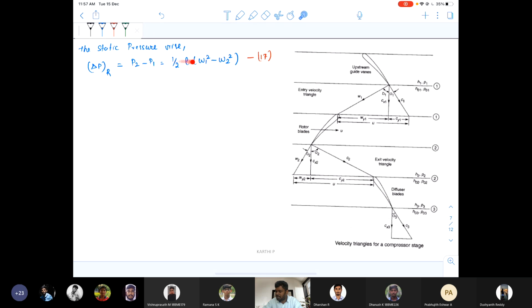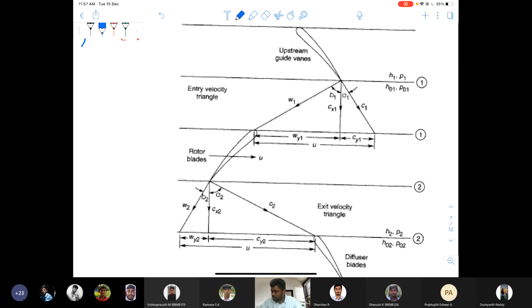Okay, this we have written from Bernoulli's equation, that is, the static pressure rise in the rotor will be equal to P2 minus P1, which is equal to 1 by 2 rho times W1 square minus W2 square. Now, from the velocity triangle, you can see this is the velocity triangle.